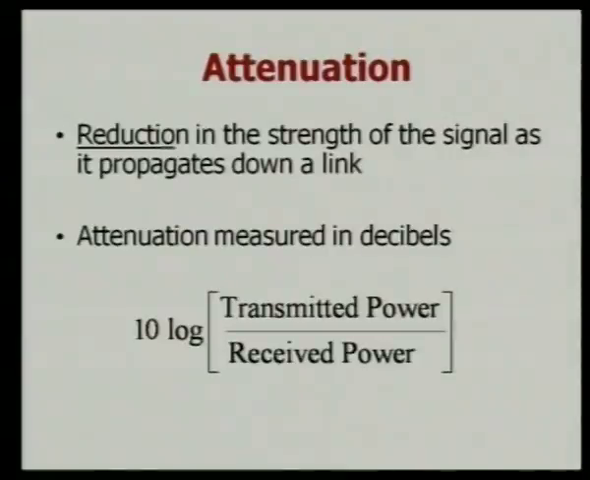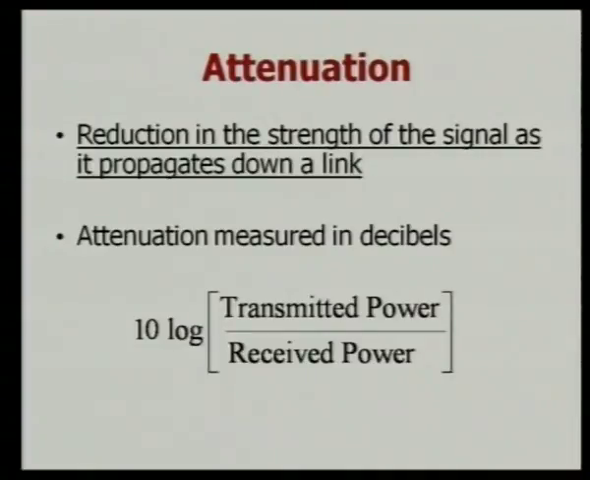Now what is meant by attenuation? It's the reduction in the strength of the signal as the signal propagates down a link. That is, when the signal propagates down the link, there is some power that is lost or consumed. You can look at it either way. So because of that, the strength of the signal keeps reducing. You transmitted a particular power, but you receive a totally different power signal. In that case, we say that an attenuation of the signal has occurred.